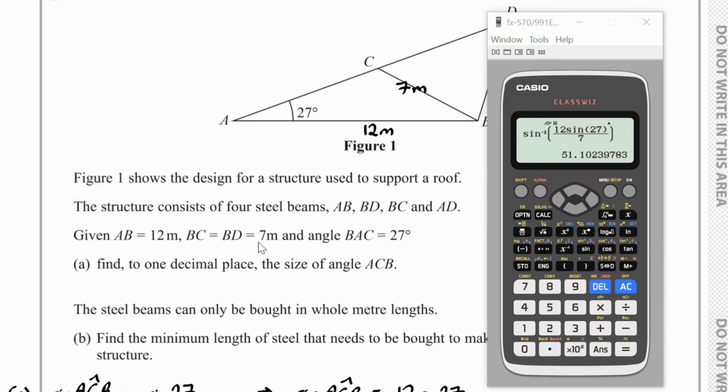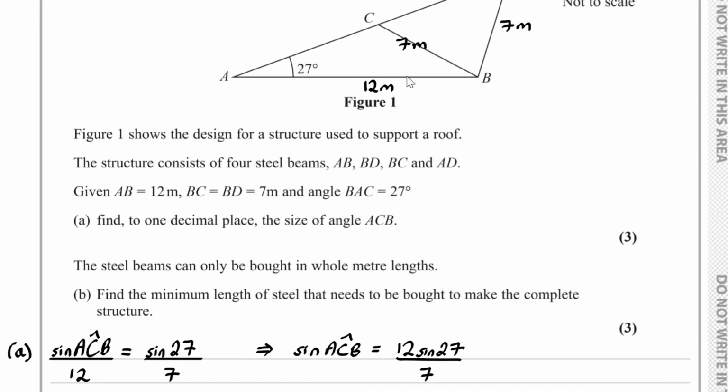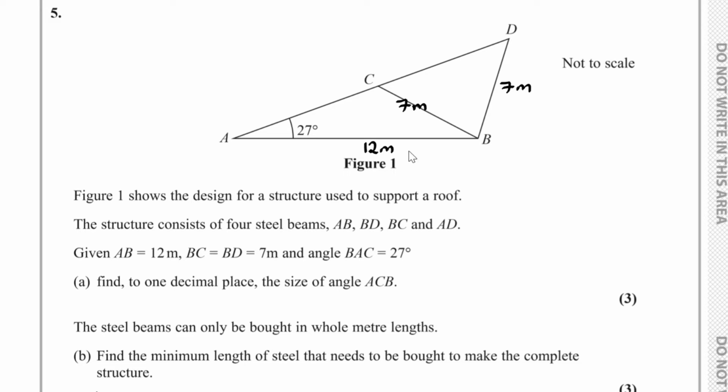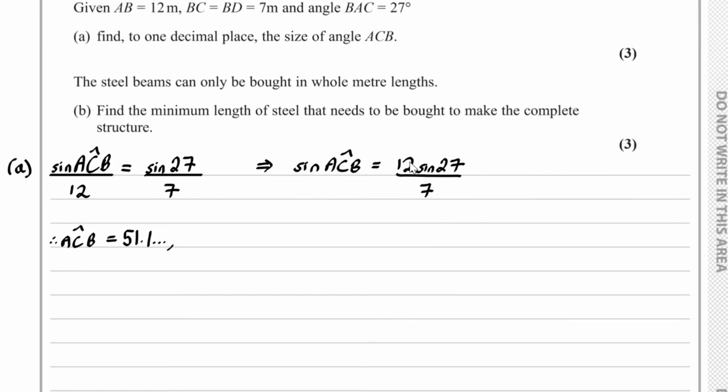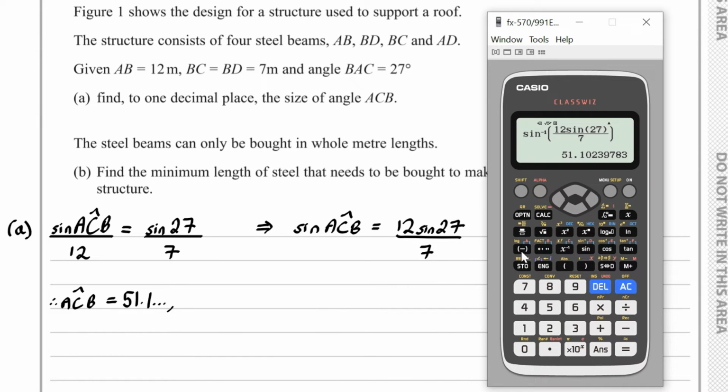Now, if you actually take a look at this diagram, we have an ambiguous case. This angle can also be obtuse, and it makes sense in context if we think about how a roof support will actually look like. This angle will be the obtuse angle. So let's just store this value into A. The other angle we can possibly have will be 180 minus this, which is 128.8, etc. Let's store this into B.